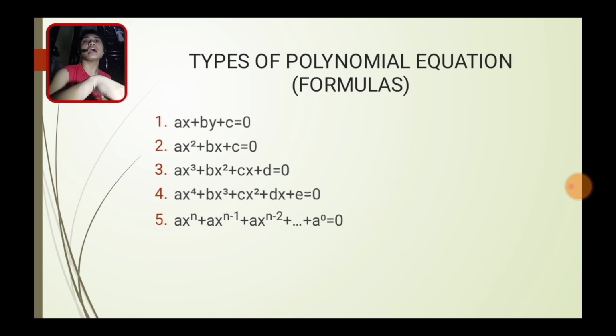This is the general form of the polynomial equation. The ax raised to the n power stands as the leading coefficient. The a raised to the 0th power stands as the constant term. The term with ax raised to the n minus 1 is the second to the highest degree, then the third to the highest degree is the term with ax raised to the n minus 2 power. It can be quadratic, linear, or whatever. The n stands as the exponent.